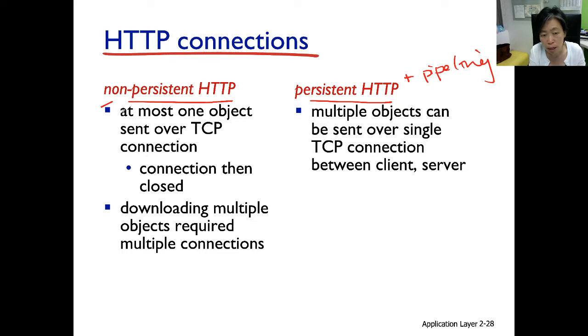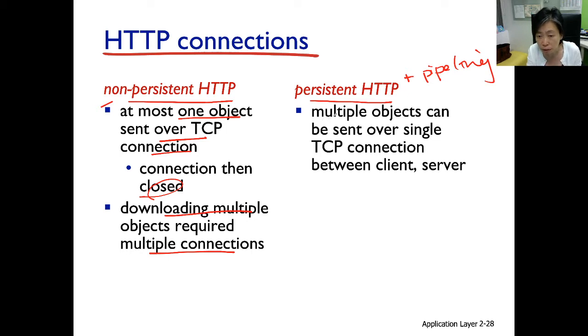This is implemented in the pioneer versions of HTTP, let me call it that way. In that, you send one object per TCP connection. So the client and the server set up a TCP connection, and then you send one HTTP request, you get one web object, and then you close the connection right after that. So to download multiple objects, you need to create multiple connections one after another sequentially.